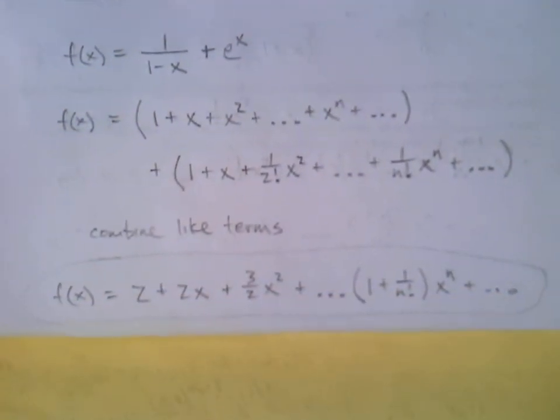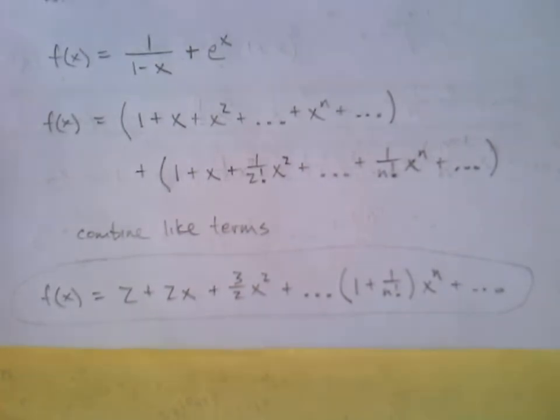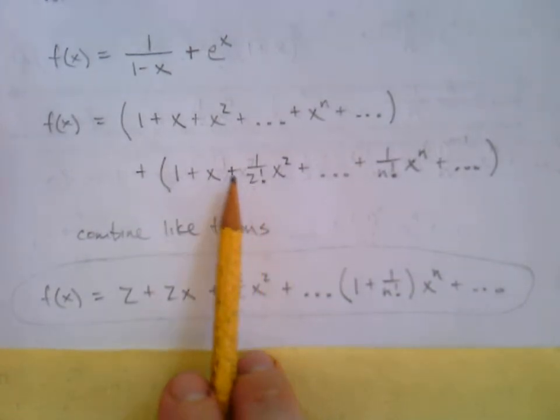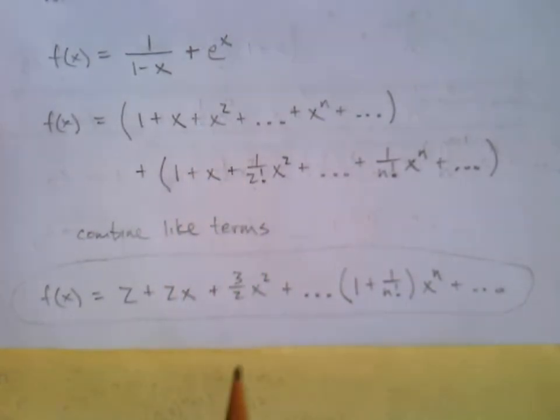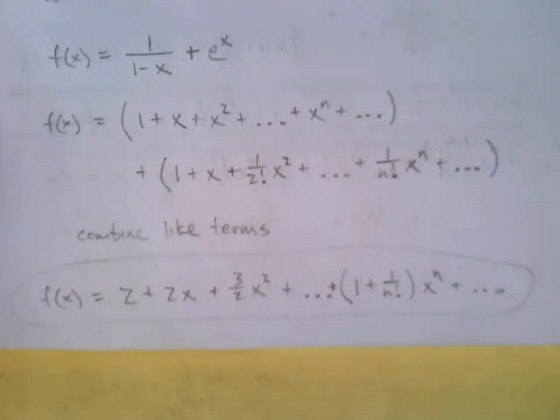So here, I've got 1 plus 1. Okay, well, that's 2. So it happens it's x plus x. Well, that's 2x. X squared plus 1 over 2 factorial x squared. Well, 2 factorial is 2. So this is really like 1 plus 1 half. So I've got 3 over 2 x squared. Okay. Plus, and then where I see the dot dot dot, I'm just going to repeat that. There should be a plus sign here that I forgot.